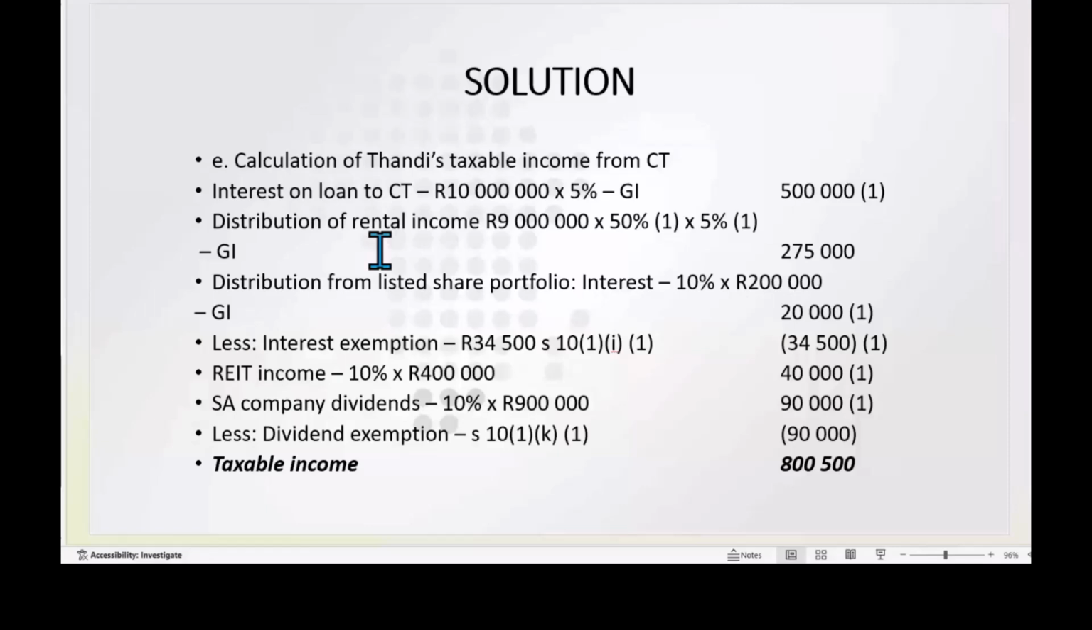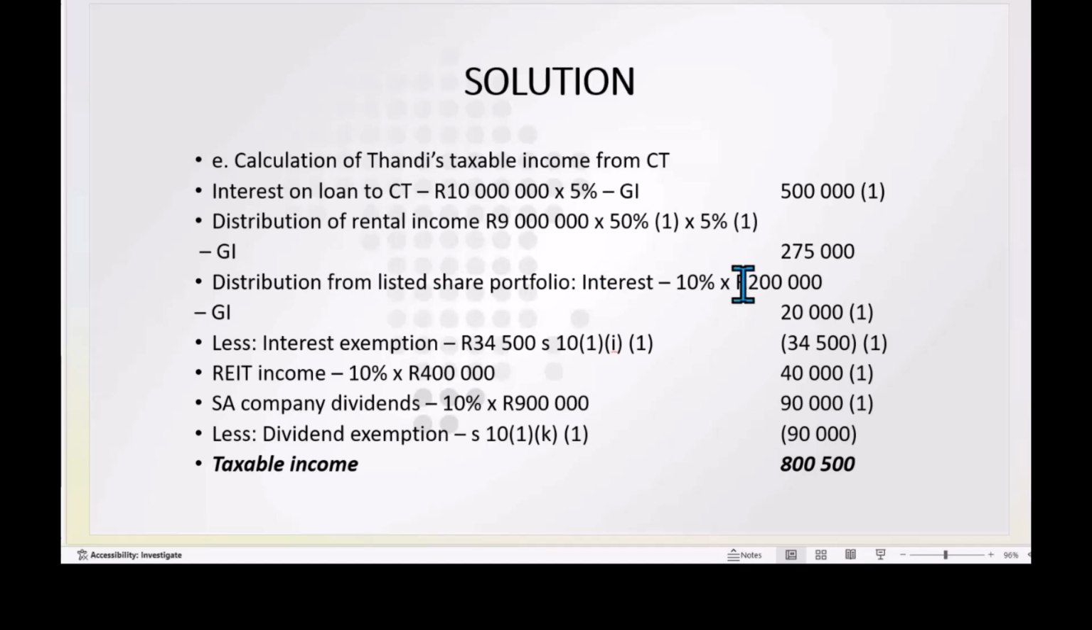Okay. We have our interest on the loan to the trust of 10 million. We calculate that by saying 10 million multiplied by the 5%, and that gives us 500,000 rand. Then the distribution of the rental income. We take the 50% of the rental income that we received, and we take 5% from there, and we get 275,000 rand.